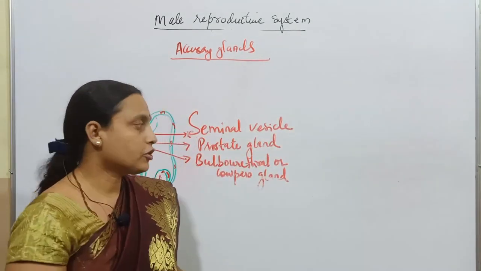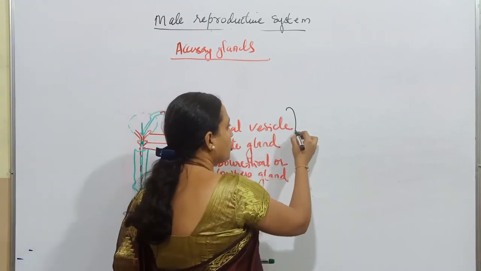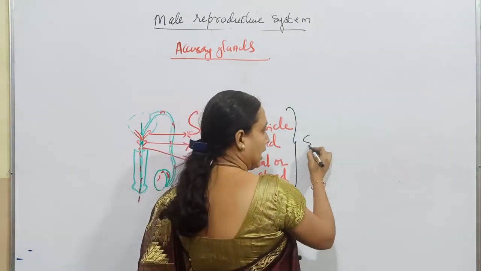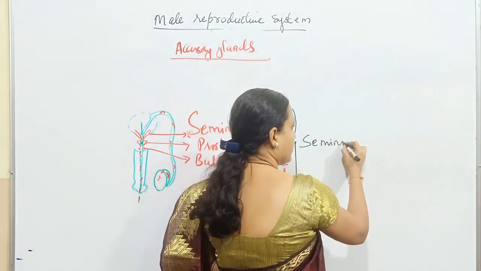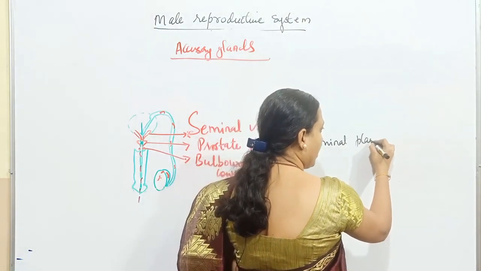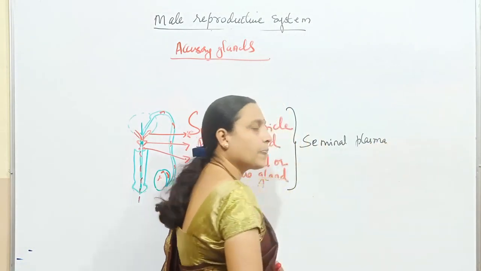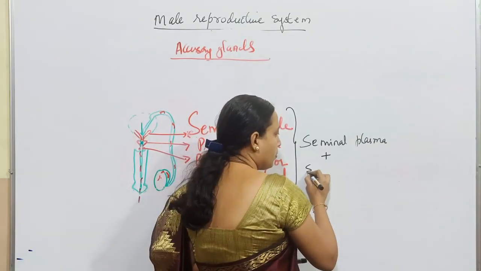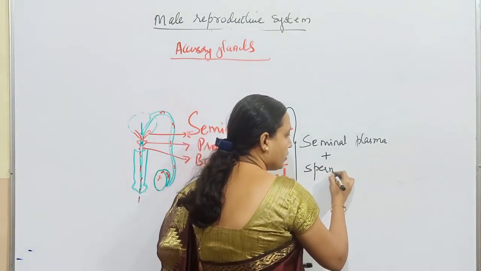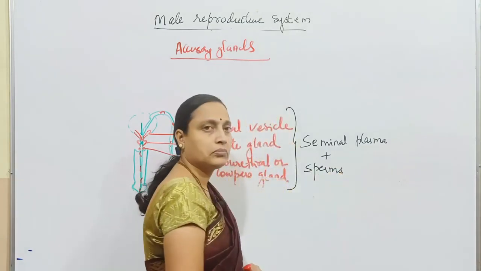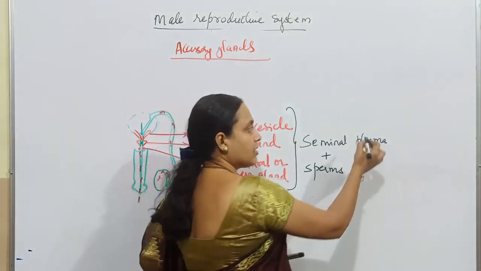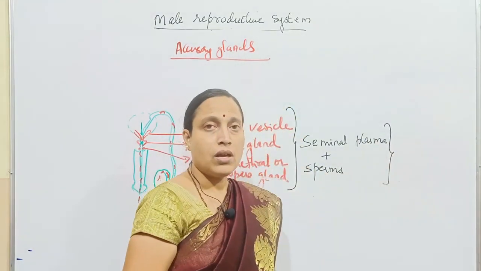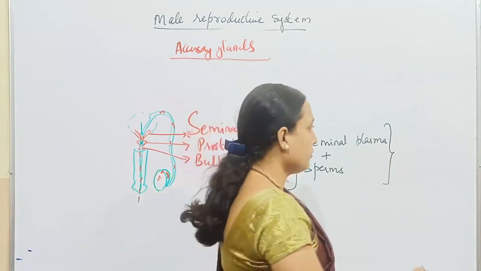So finally you should know that the secretion of all these three glands has a single name called seminal plasma or seminal fluid. This will combine with the sperms that are conveyed from the testes. And what is the resulting fluid after combination of seminal plasma with sperms? That is called semen.